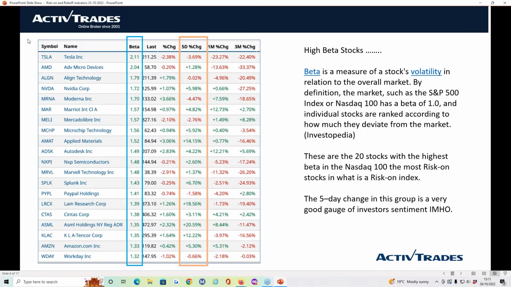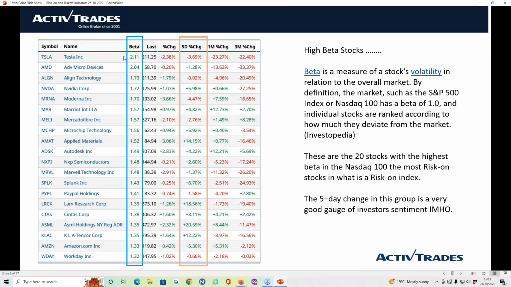expresses that. Now, the table on the left-hand side here is of the top 20 highest beta stocks within the NASDAQ 100. The NASDAQ 100, of course, is probably the most risk-on index, and these high beta stocks are the most risk-on stocks, if you will, within that most risk-on index. So our first highlighted column just shows you what the beta for each of these stocks is.